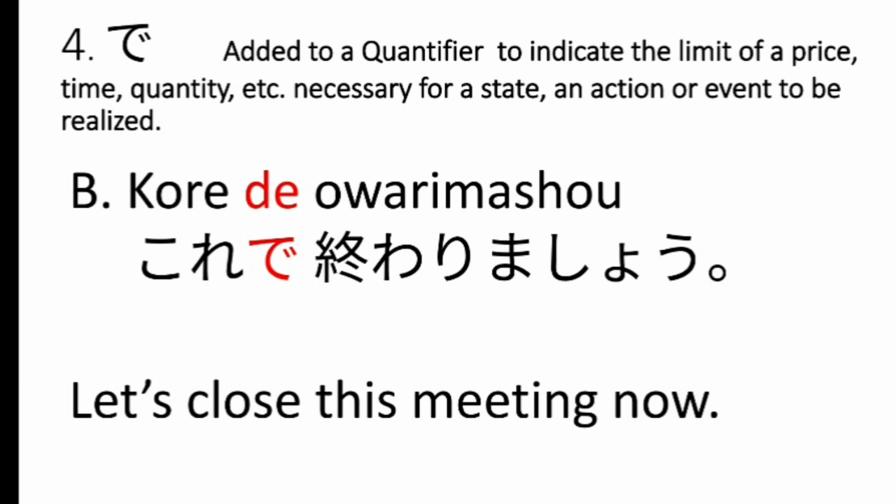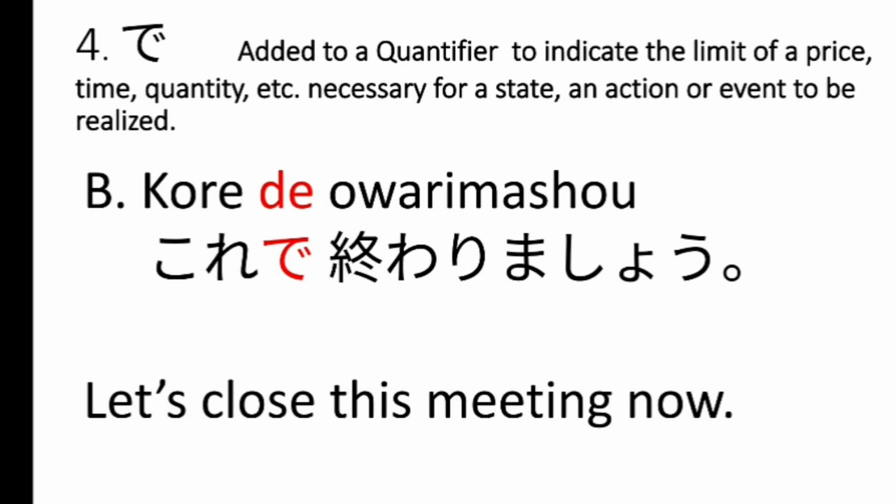So in this case, it falls in this category. So for the event to be realized, they're indicating a limit, that up until now, there is a limit, a time limit just until now. Let's close the meeting now. Alright.